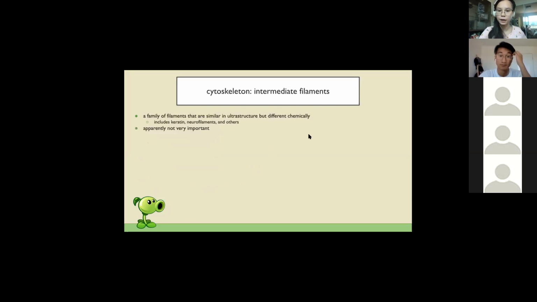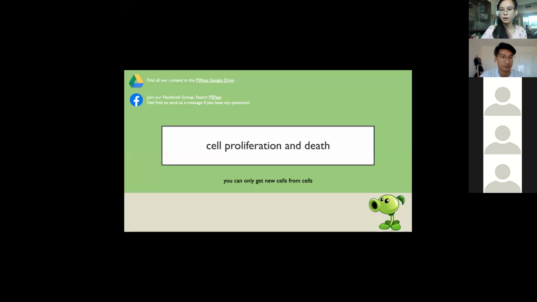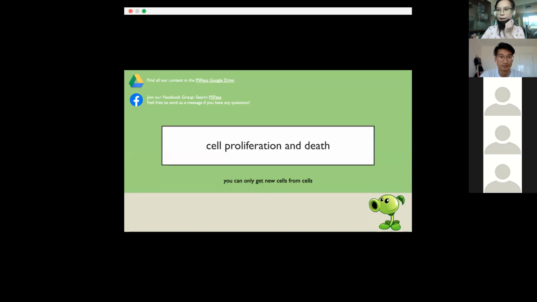And intermediate filaments, all we were really given or taught about it is that they're a family of filaments. We weren't really told anything else, and they didn't come up again later, so apparently not very important. All right, so that's it for cellular biology. We're going to move on to cell proliferation and death.